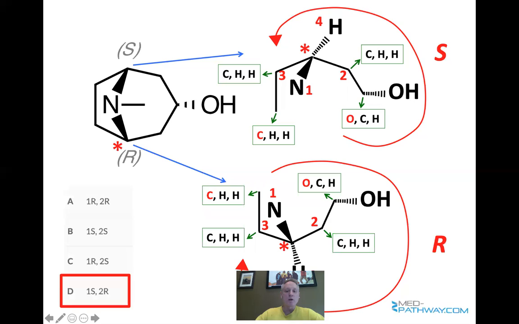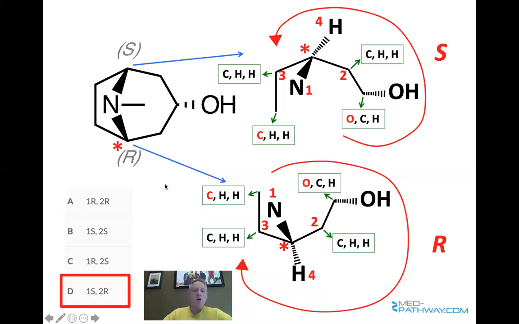And what you can do then is apply the same concepts to the second one. And what you'll determine is that the correct answer is choice D, 1S2R.